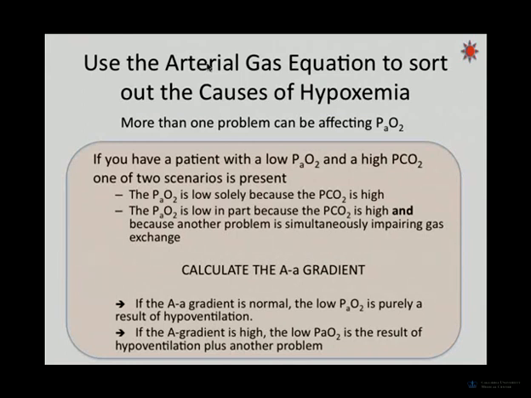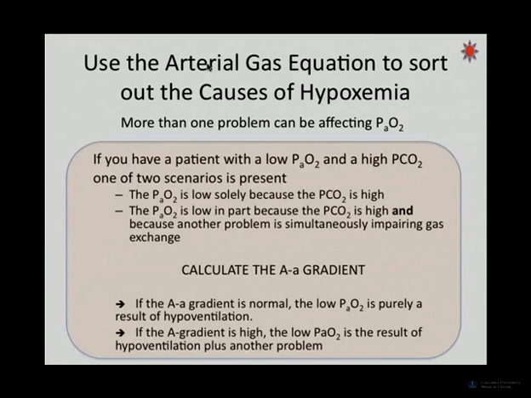Okay, if a patient has a high PCO2, one of 2 things is going on. Either alveolar concentrations of oxygen have gone down because the patient's hypoventilating, or they've gone down because the patient's hypoventilating and something else. Okay? It's that simple. We know they're hypoventilating. Their PCO2 is high. Either that's the only problem or something else is going on. So how are we going to tell the difference?